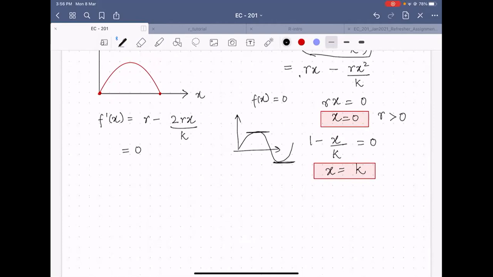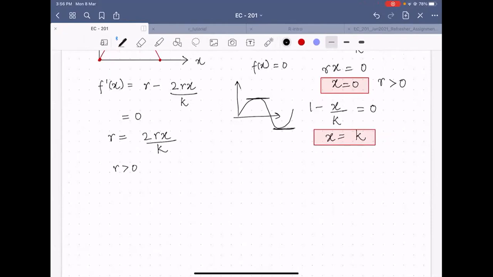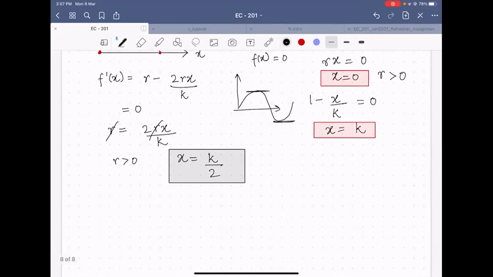So when would this be 0? It would be 0 when r is equal to 2rx by k. So to solve this, we know that r is greater than 0, so r is not equal to 0. So we can simply cancel it and we get x equals k by 2. So this is where the minima or maxima occurs.